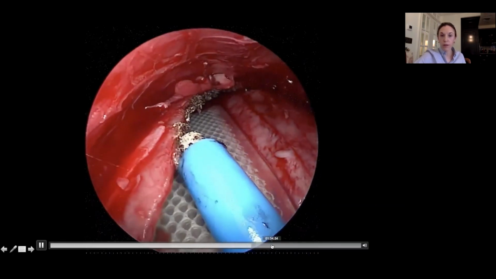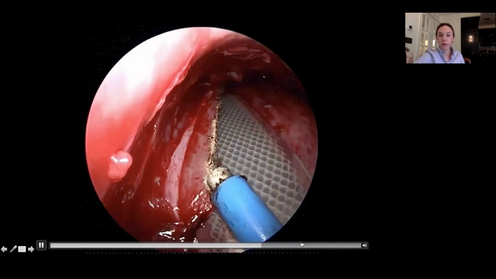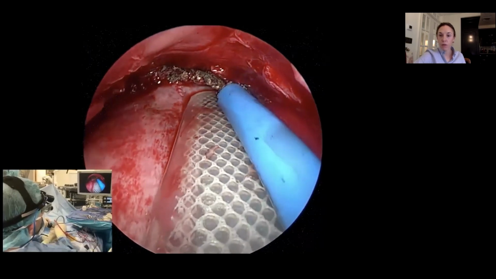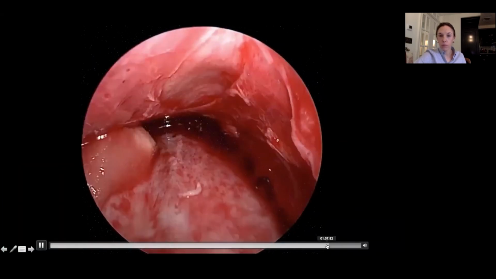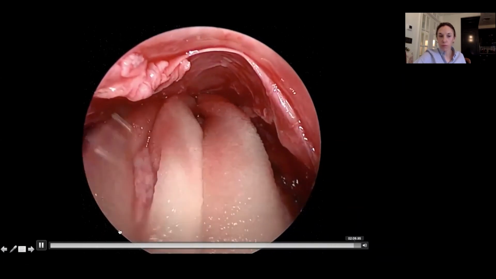Fast forward here. There's the use of the suction cautery on the bone edges, again protecting the dura with your insulated retractor. Hemostasis with some Gelfoam, and closure.